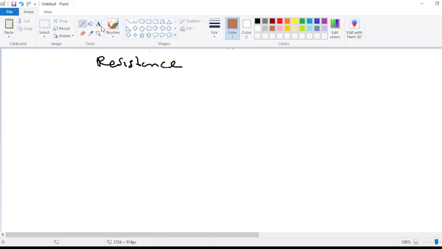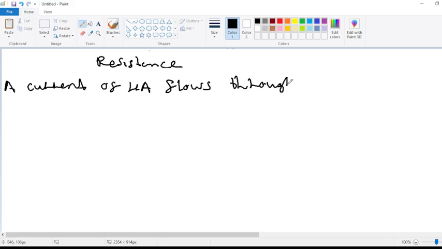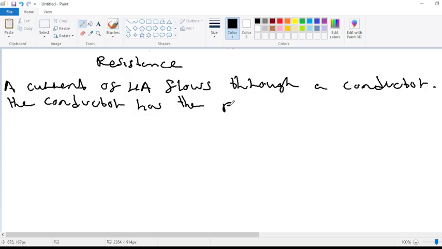So we start. Okay, so here is the question. A current of 4 amps flows through a conductor. The conductor has a potential difference of 10 volts.